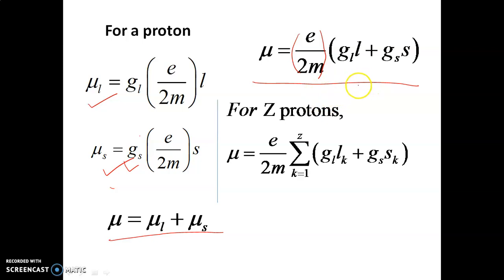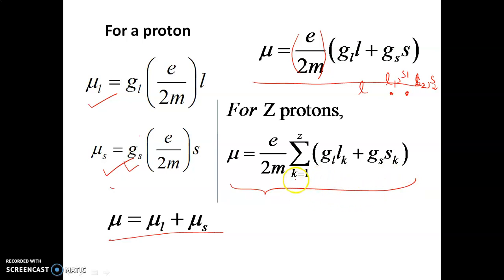Now for Z protons, can we not write it like this? Because from one proton I'll have an angular momentum L1 and a spin S1. For the next one it will be L2 and S2. So things go on like this, so that we will have mu1 plus mu2, so that the total mu can be written in the summation form in this manner.